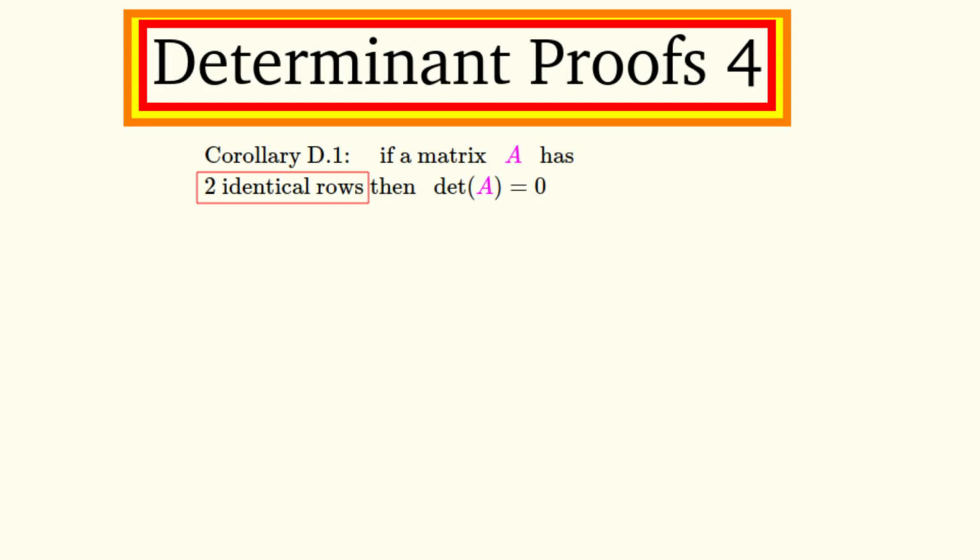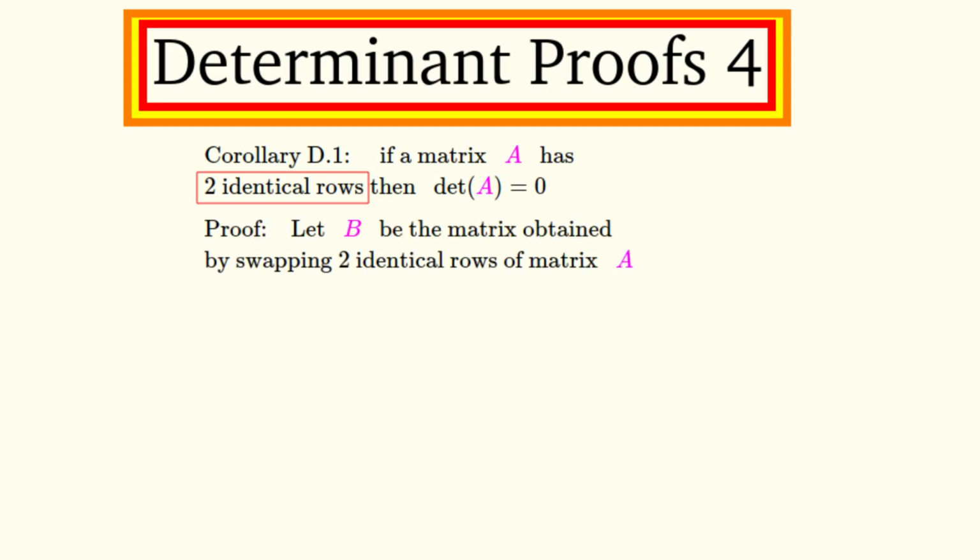In this video we'll investigate the proof of a corollary that if a matrix has two identical rows, then its determinant is 0. A corollary is a theorem that is a simple consequence of another theorem that takes a larger amount of space to prove. So we'll prove it simply first and then try to get an intuitive feeling for why it's true.